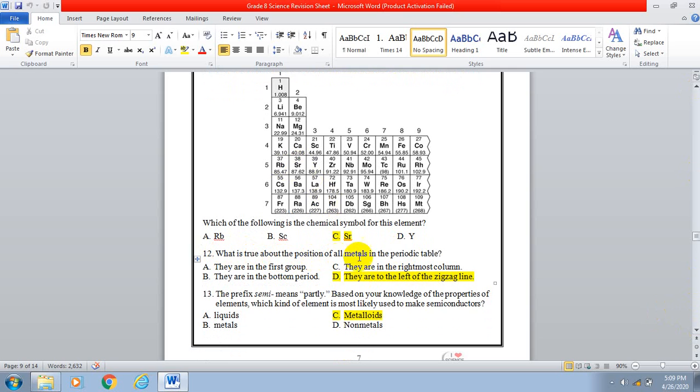What is true about the position of all metals in the periodic table? They are in the first group, they are in the bottom period, they are in the rightmost column, or they are to the left of the zigzag line. The prefix semi means partly, of course. Based on your knowledge of the properties of elements, which kind of element is most likely used to make semiconductors? A, liquids. B, metals. C, metalloids. D, non-metals. Metalloids.